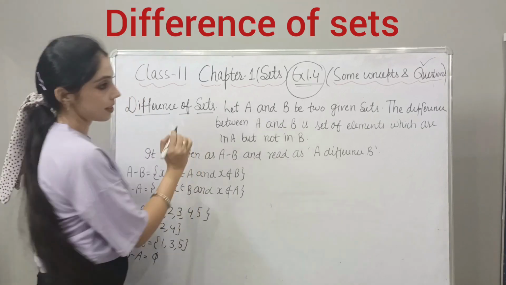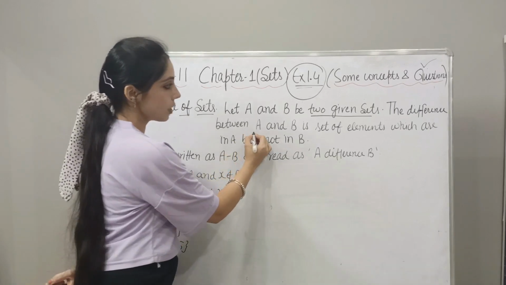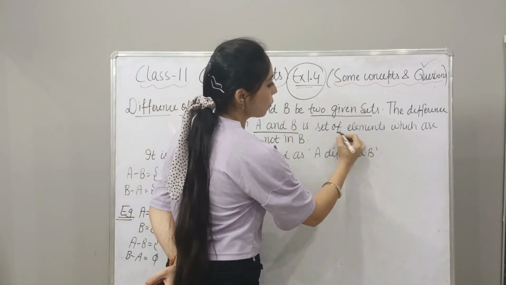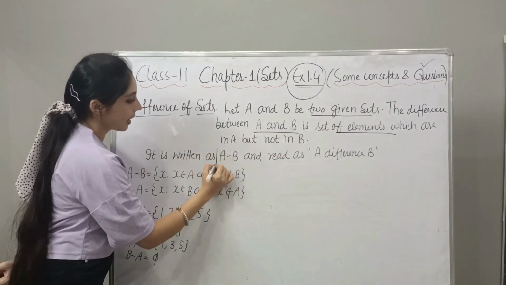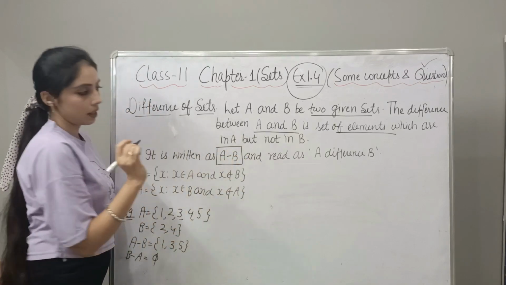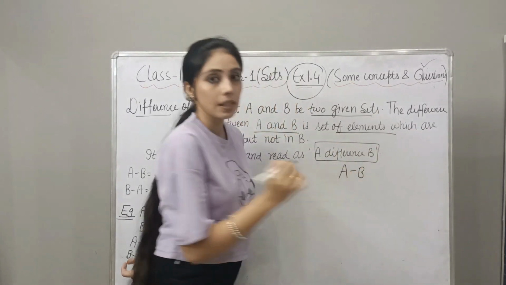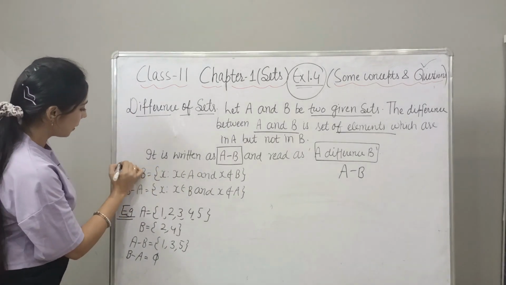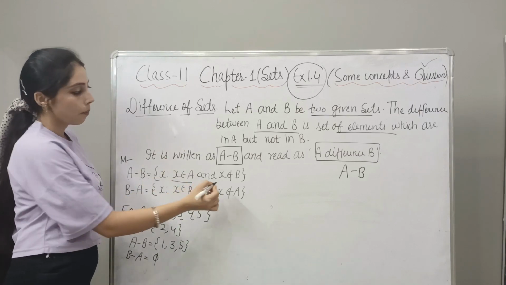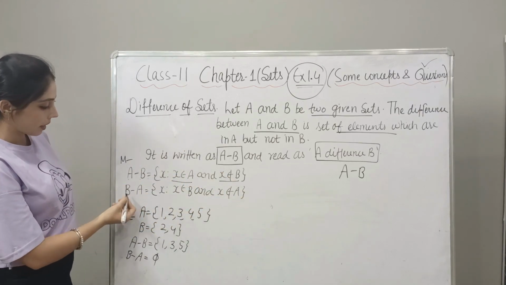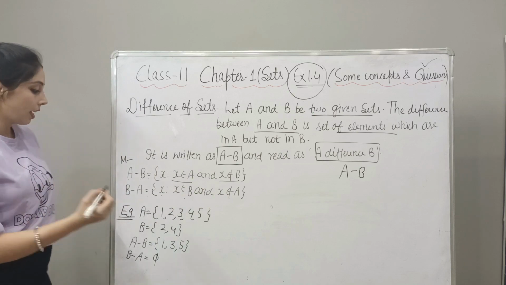Next definition is the difference of sets. Let A and B be two given sets. The difference between A and B is the set of those elements which are in A but not in B. We will denote it as A minus B and read it as A difference B. Mathematically we can write it as A minus B is equal to those x which are in A but not in B. Similarly, B minus A is those elements of B which are not in A. Let's take some examples.